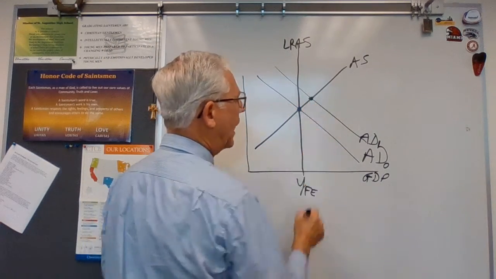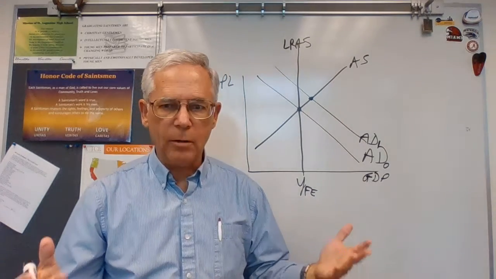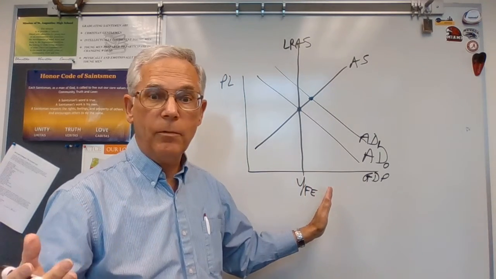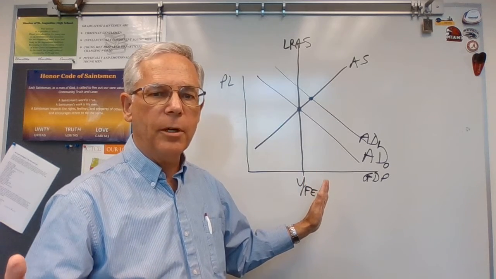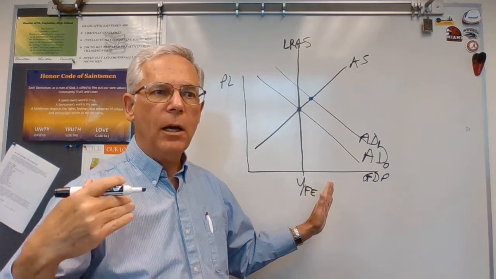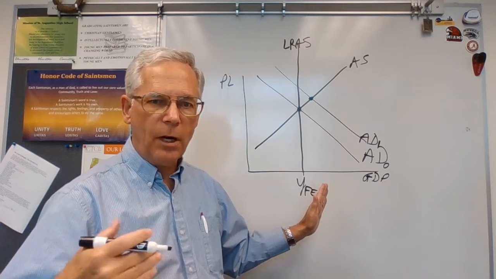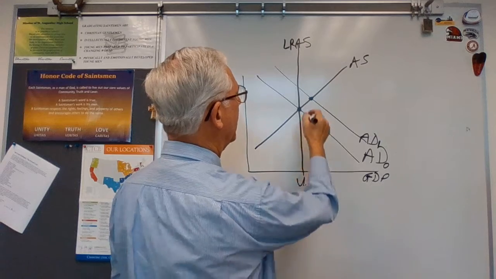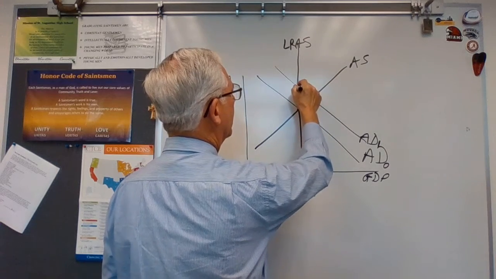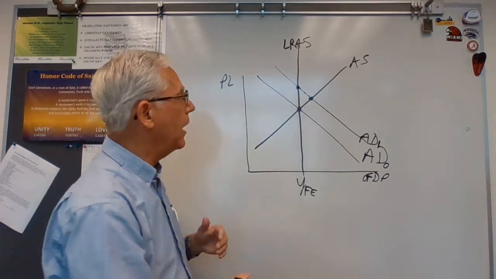Okay, now that can't last very long because we're beyond full employment. We're beyond potential employment. It can last for a certain period of time. Eventually, input prices are going to start rising, and we're going to shift back to the long-run aggregate supply curve, probably at a significantly higher price level.